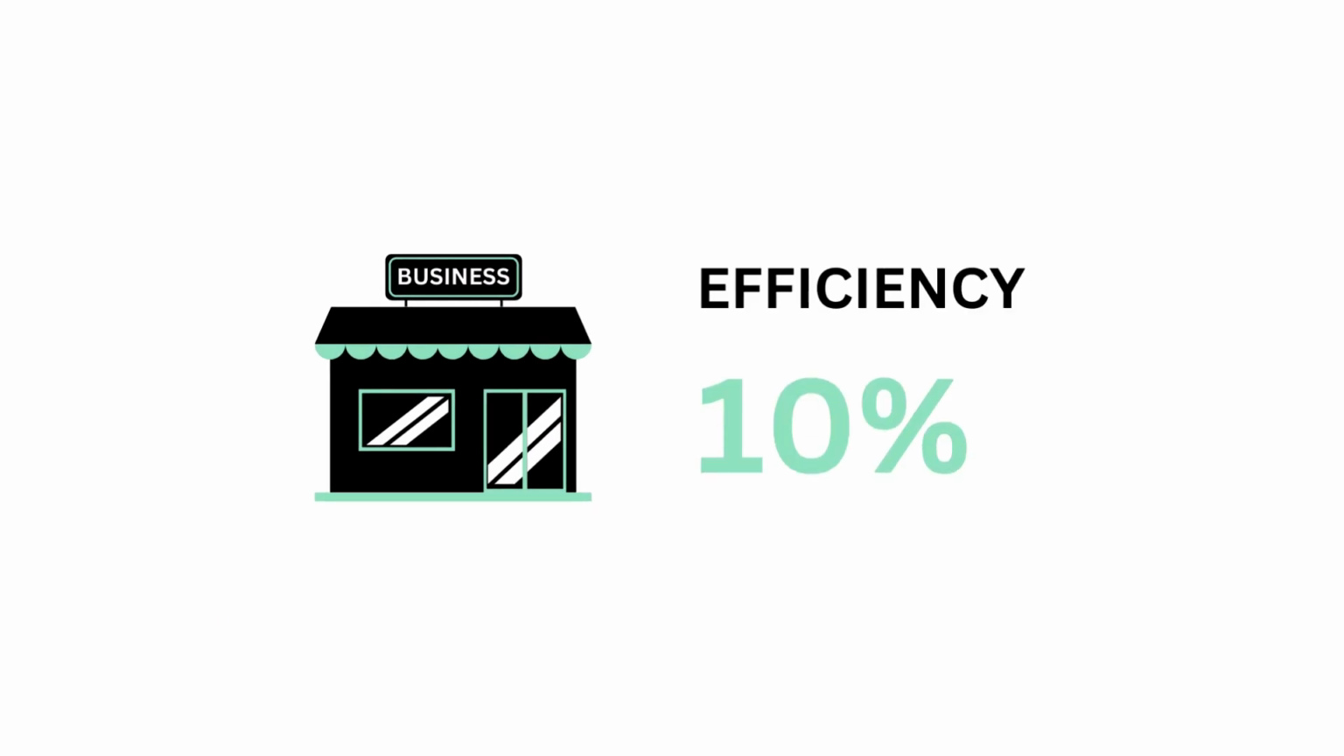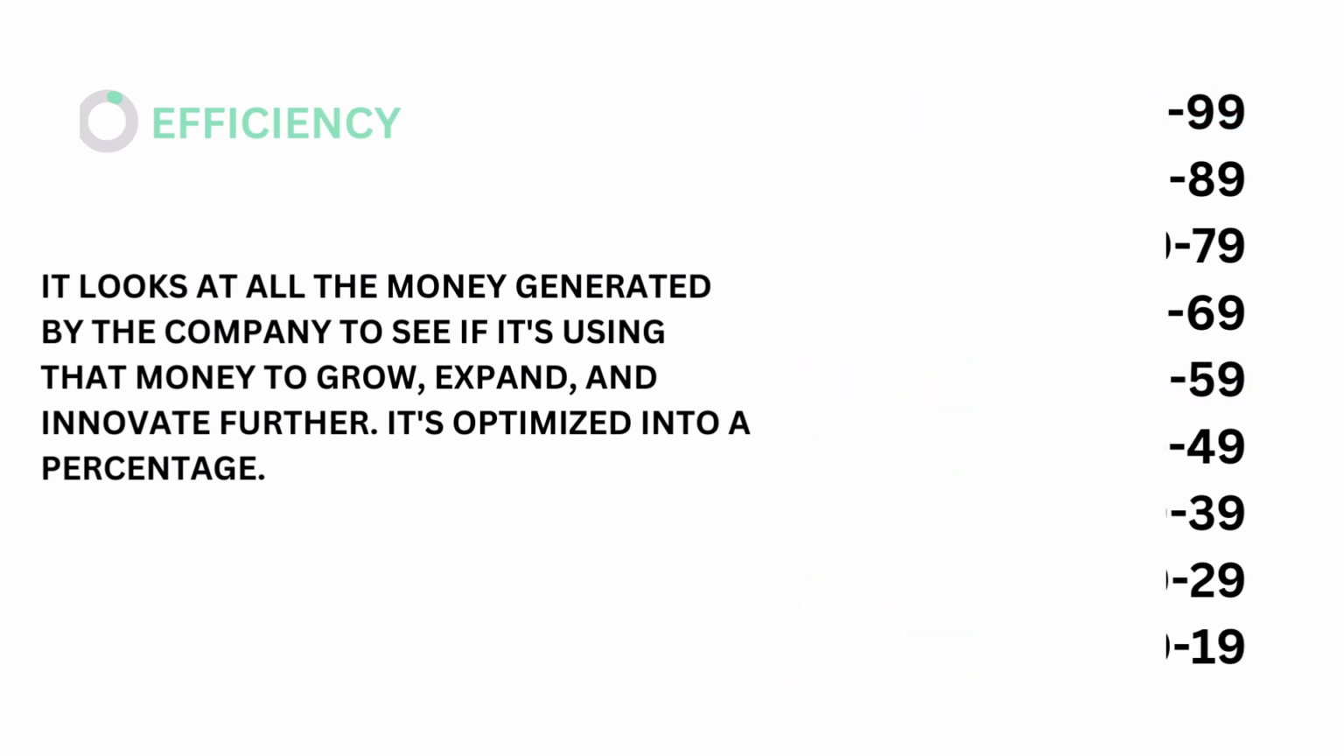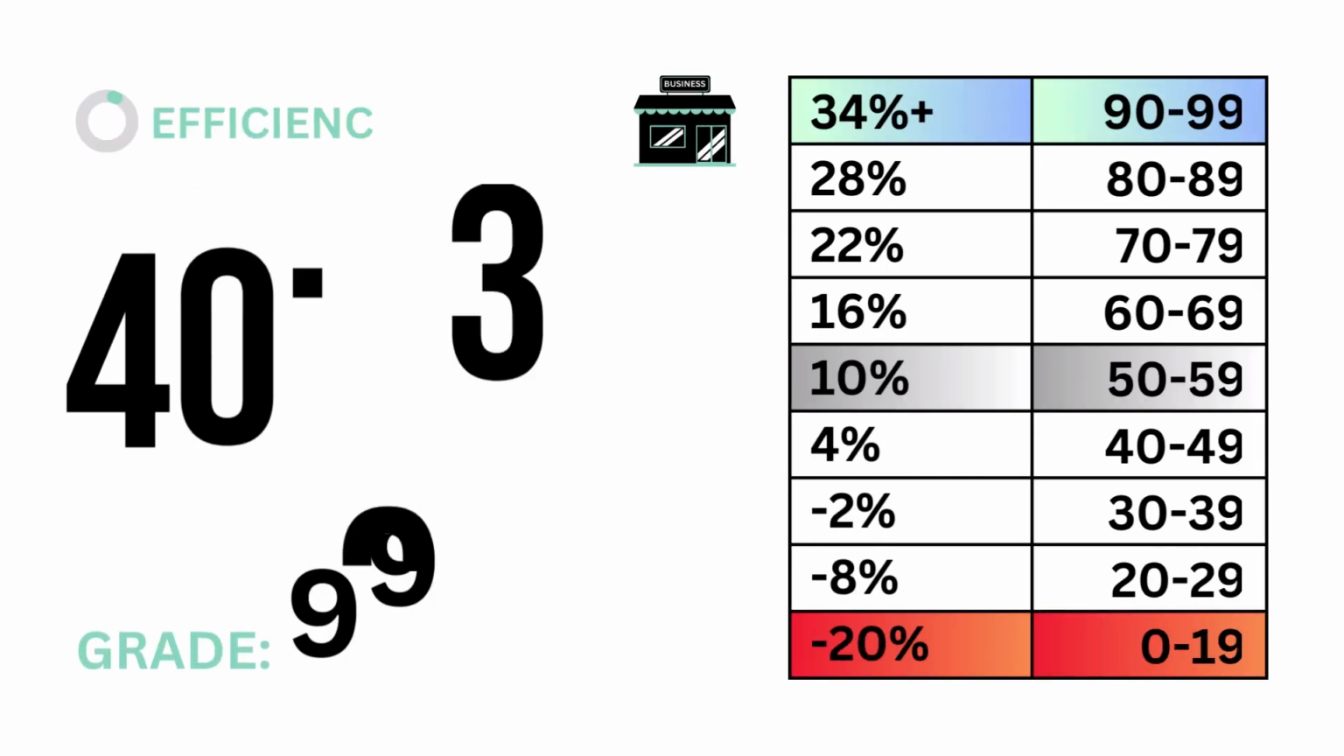Fifth, efficiency, which accounts for 10%. Efficiency looks at all the money generated from the company to see if it's using that money to grow, expand, and innovate further. It's optimized into a percentage. The models tell us that an efficiency rate of 10% is considered average. Here's our efficiency rate and efficiency grade.